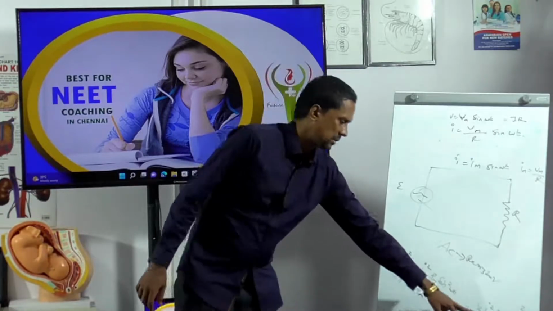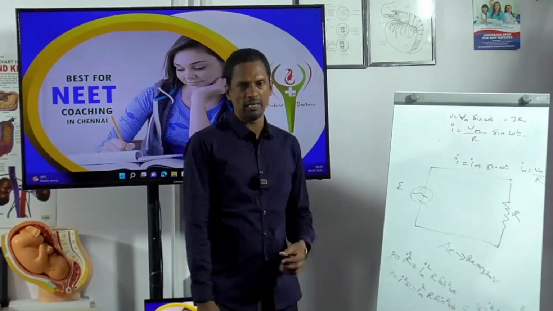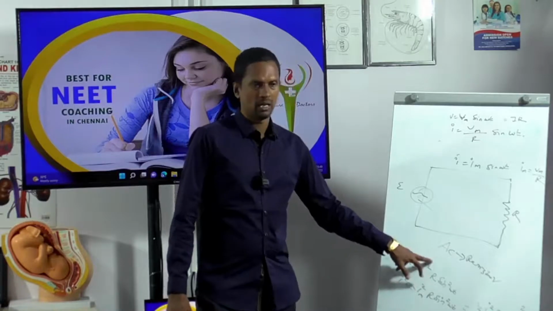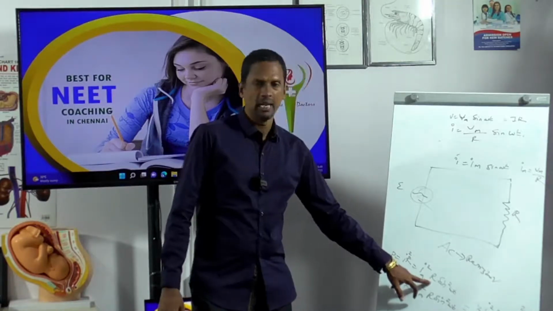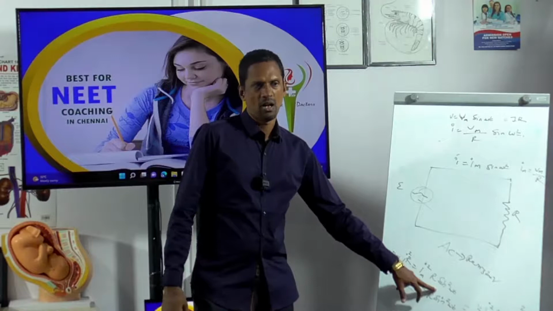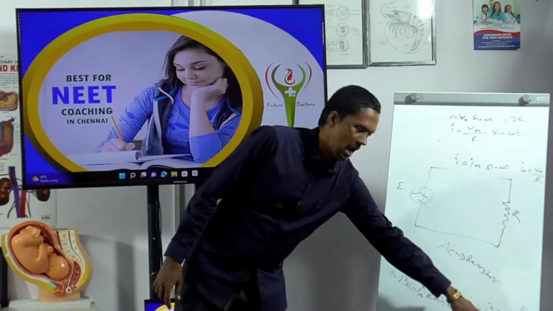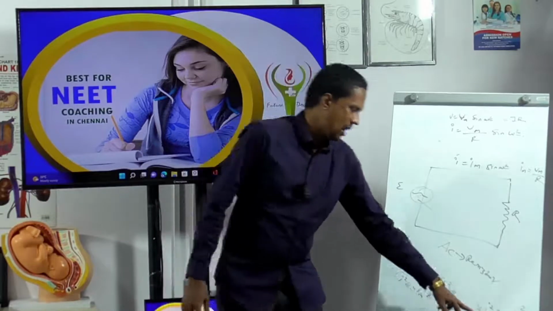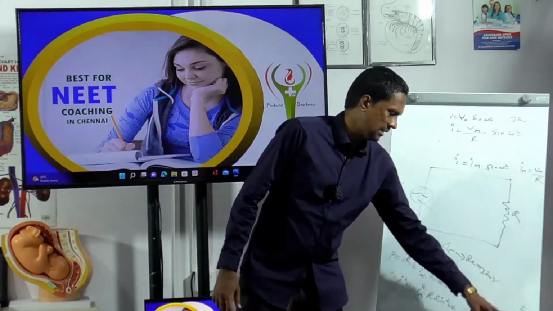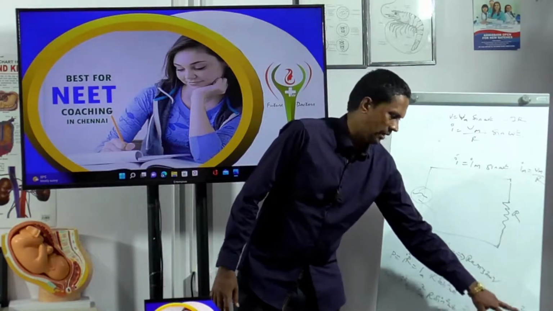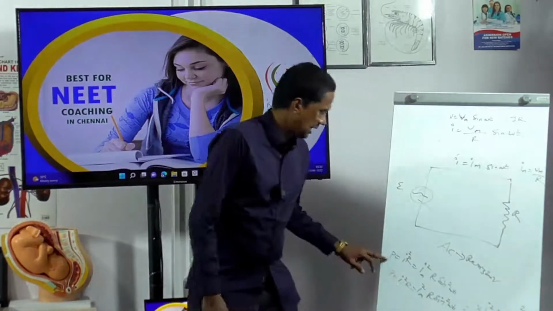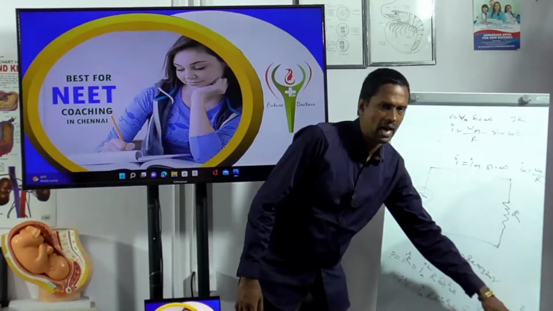So I substitute this, I am getting one half. Now what value will I get? Im squared into R into one half. So I will get now one half of Im squared R. Now Im squared over two is the capital I squared, which is I squared R. So power is equal to I squared R. That's all. Power is equal to I squared R.